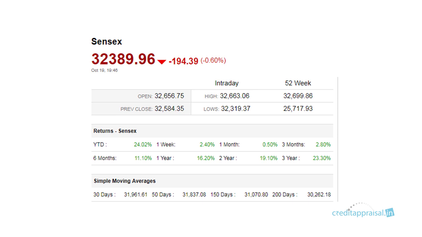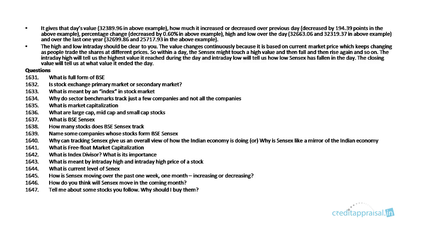So in this example it is 32,389.96. It's telling you how much it has increased or decreased over the previous day. In this example, it has decreased by 194.39 points compared to the previous day's closing.